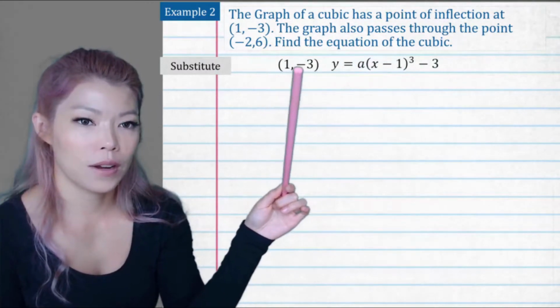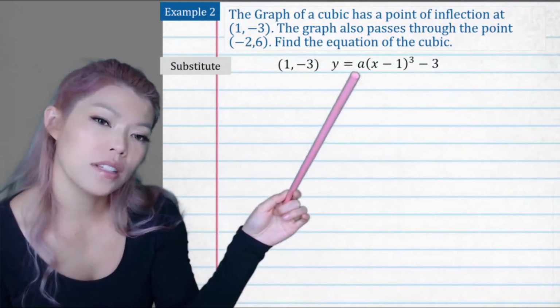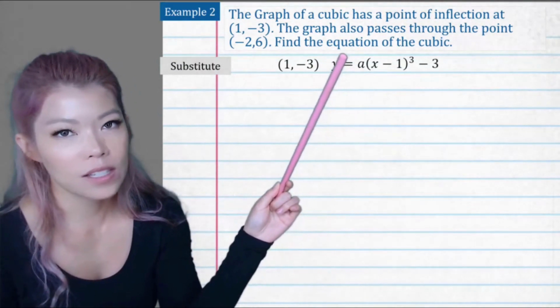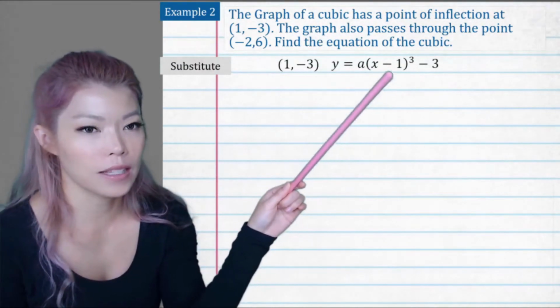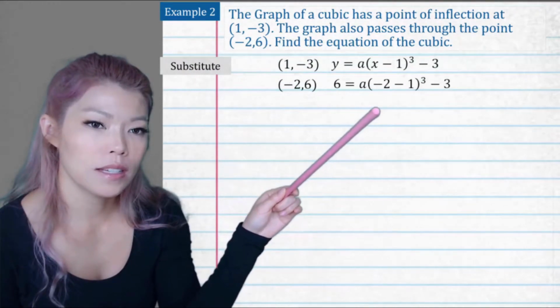And now we can find what A is, our dilation factor, by putting in (-2, 6). Notice that the dilation factor is just a number in front of our x bit. So it tells us how much it is dilated. So (-2, 6), plug that in.